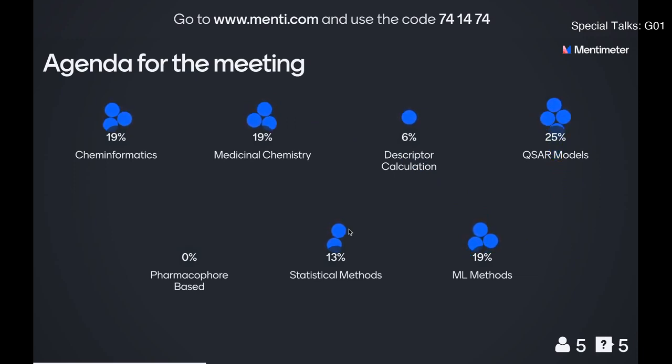We have around 29 participants, and only 5 people have responded. This will give me a better understanding of where we have to focus more. These all are related to QSAR only. I can see more have now chosen QSAR models. Yeah, coming in. I think you can choose 4 options at least.